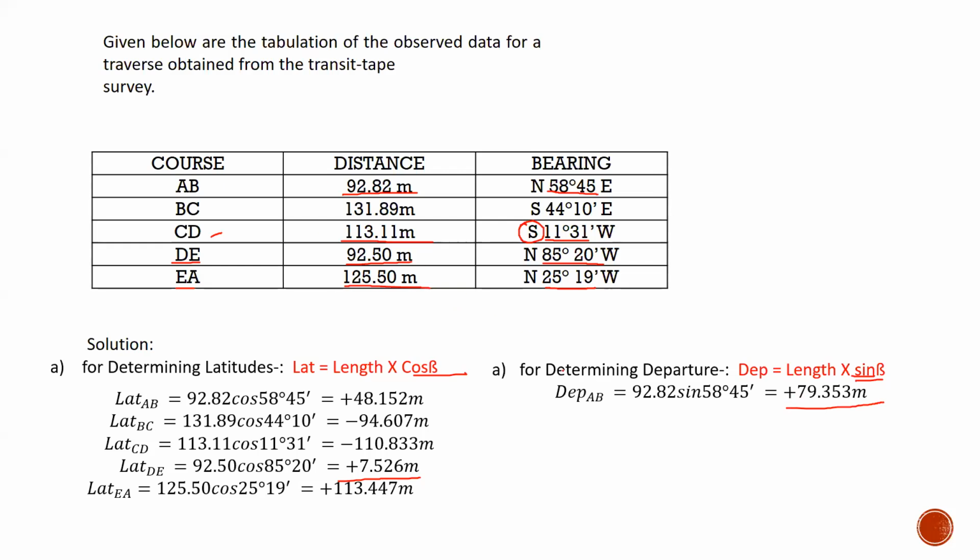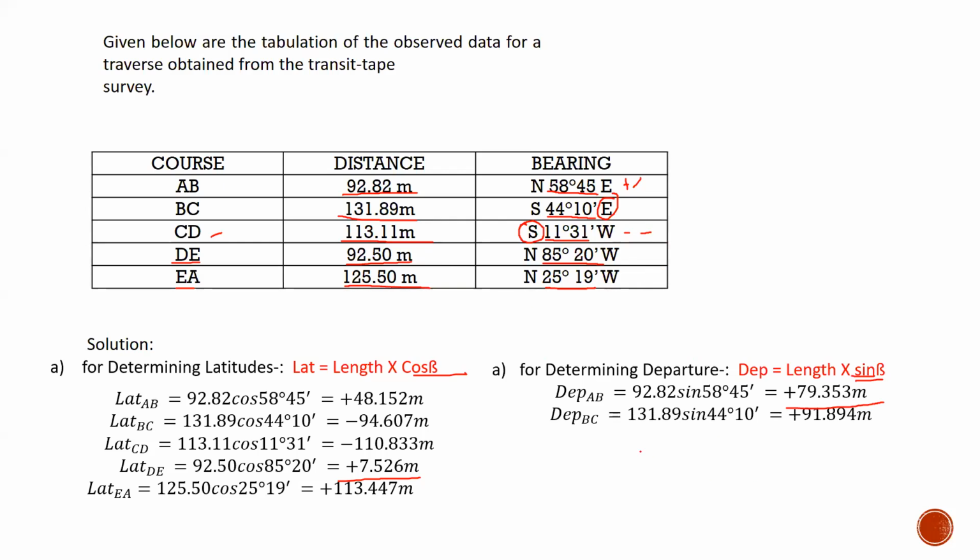How about the departure of the line BC? For the departure of the line BC, that is 131.89 times sine 44 degrees and 10 minutes. We have positive 91.894. Why positive? Again, this is east. For departure, we look if it is either east or west. If east, positive. If west, it is a negative value.